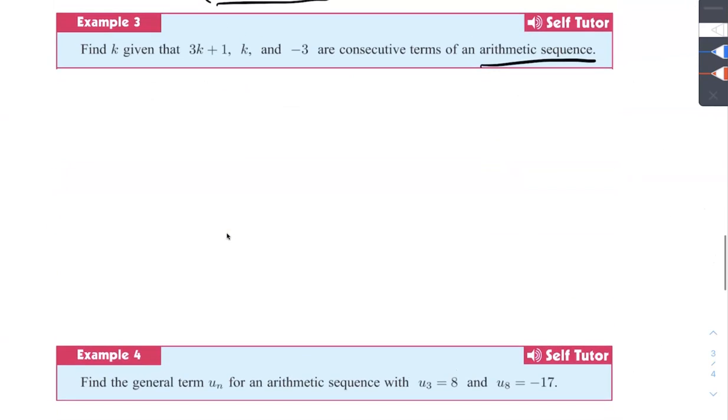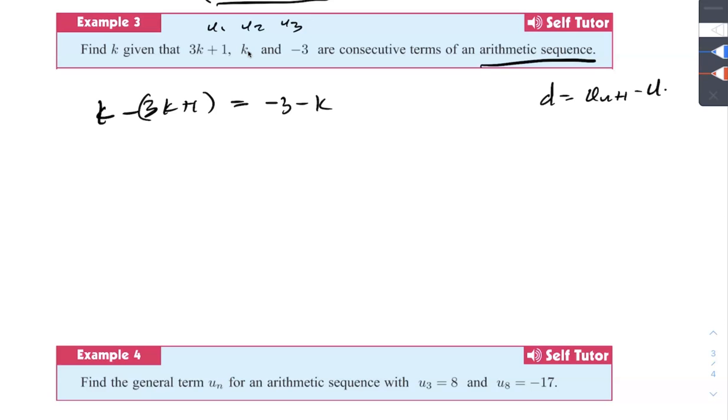So this is like u1, u2, u3. I don't need to write that, but then I do k minus 3k plus 1. Don't forget the parentheses. It should equal the same thing as negative 3 minus k. If you're trying to find the common difference, it'll be this guy minus this guy, or you can do this guy minus that guy. Your general form for the common difference is un plus 1 minus un. The second term minus the first term, or the third term minus the second term. So we just have to set this up and solve it.